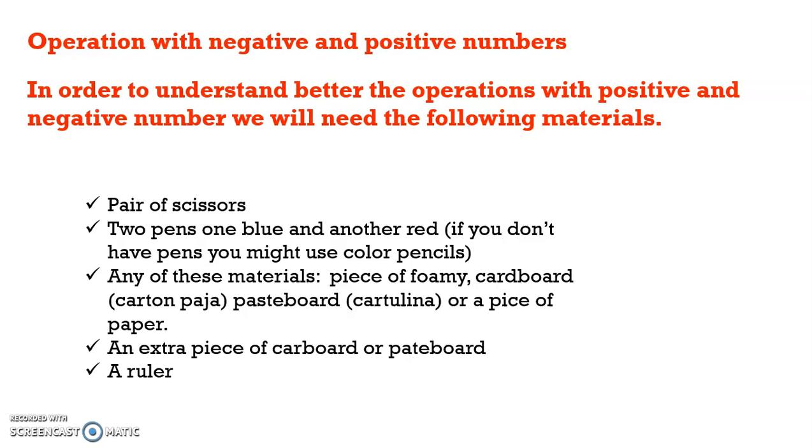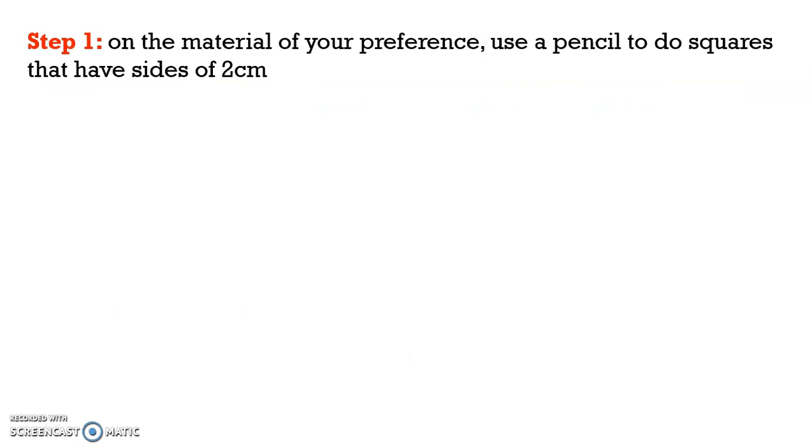There is a piece of foamy cardboard, in Spanish also known as cartón paja, pasteboard, also known as cartulina, or a piece of paper. Anything that you can find at your home. An extra piece of cardboard as well, or pasteboard, or also a piece of paper and a ruler. So we are going to work with this material. I hope that you have found it.